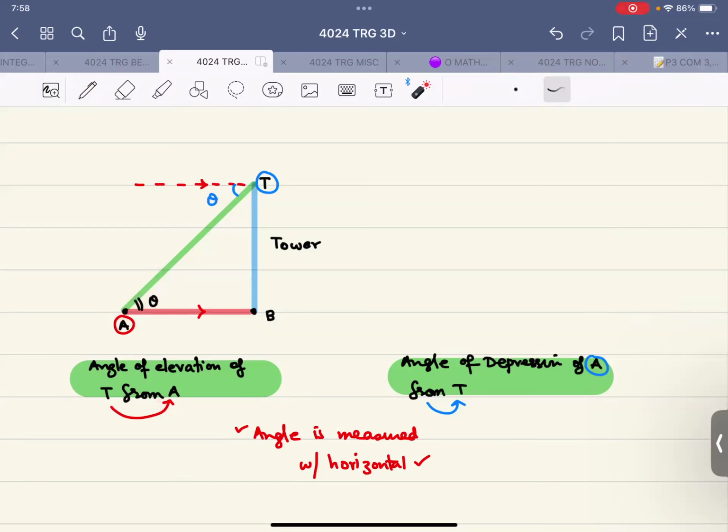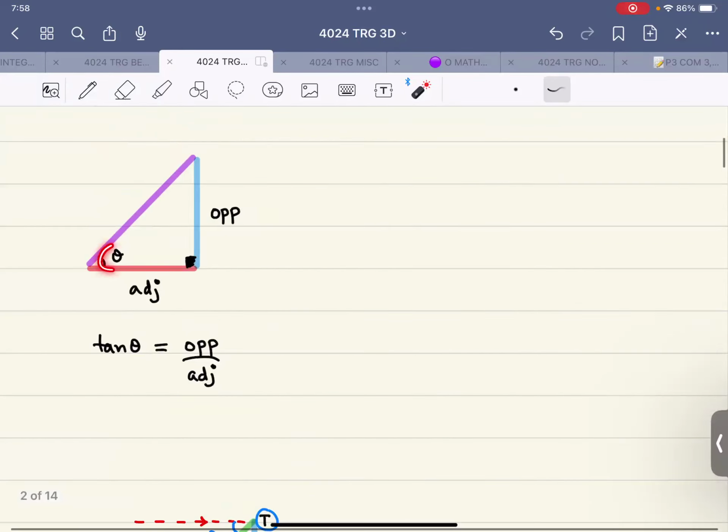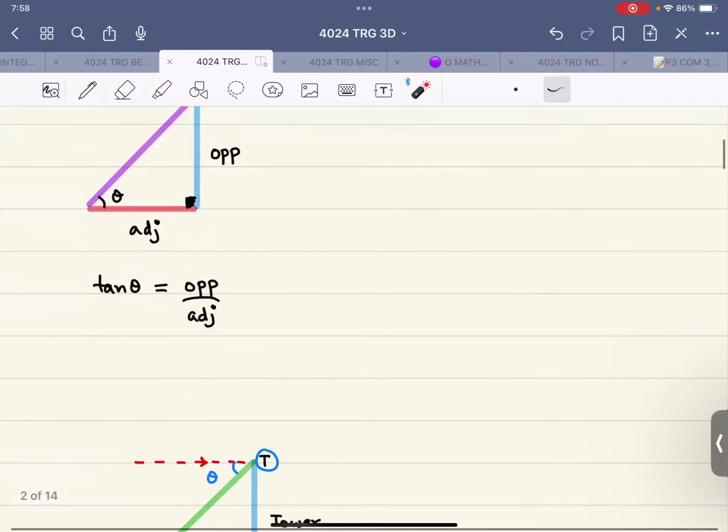T from A, that is we are measuring from A. So we tilt our head till we see that tower, the top of the tower. So this is the angle. And if a person is standing at this tower and this is his line of sight, that is the eye level, and now he tilts his head all the way to look at A, that is the angle of depression. And again, you will be calculating it using tangent.